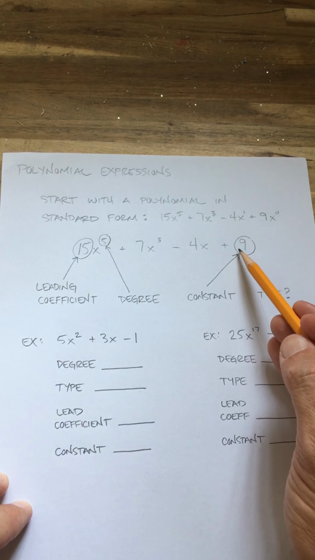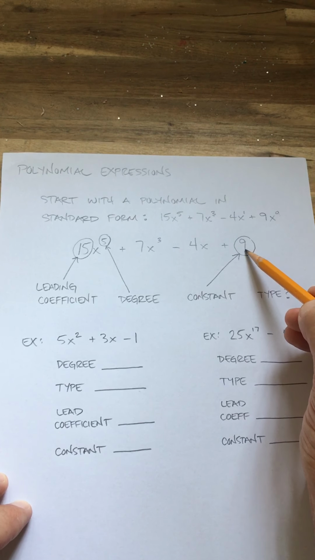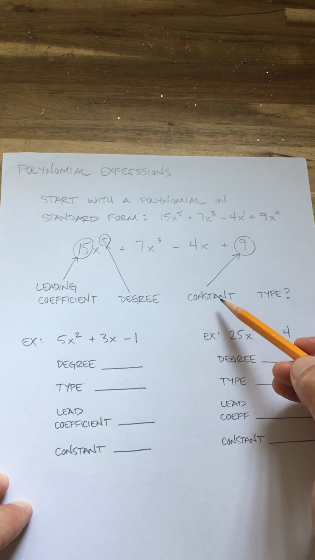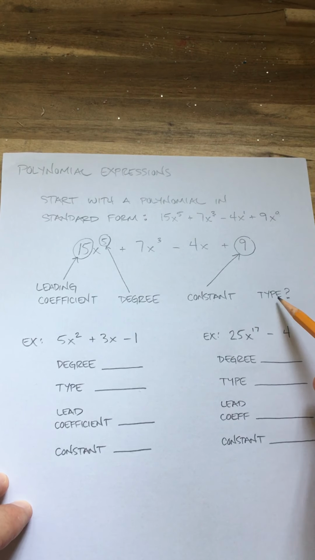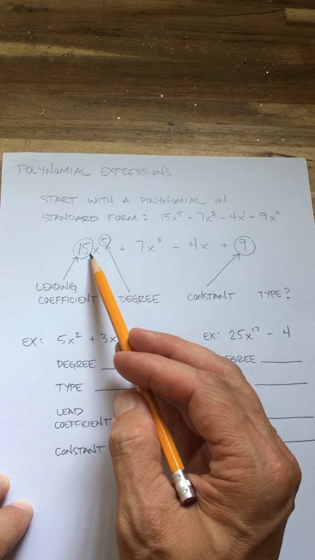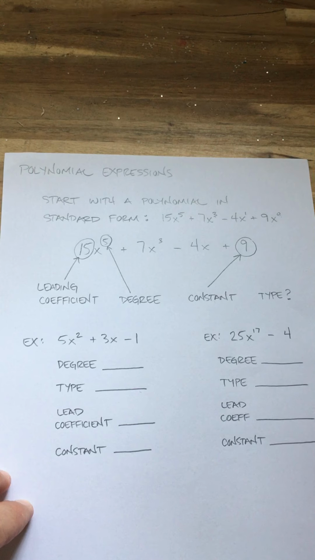This last number right here, the one that, believe it or not, is attached to an x to the power of 0, you don't see it, it's just a 9. That guy is going to be our constant term. Okay? And the type refers to what type of polynomial this is. Well, let's count the terms. 1, 2, 3, 4 terms. So what do we call this polynomial? Is it a monomial? Is it one term? Is it a binomial? How about a trinomial? No, it has 4 terms, so we refer to that as a polynomial. Okay?